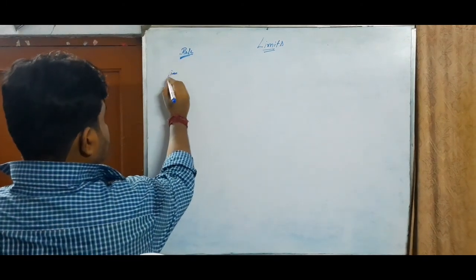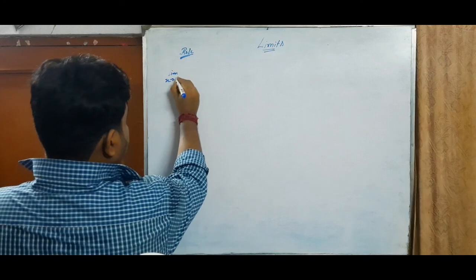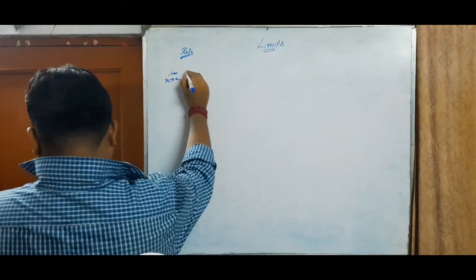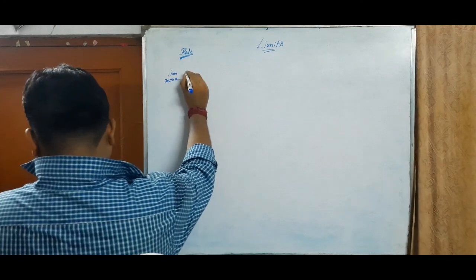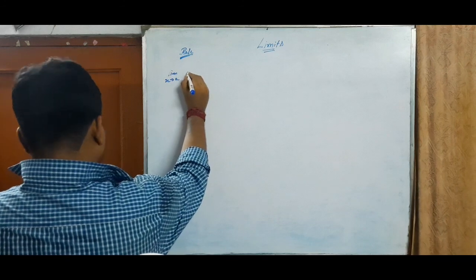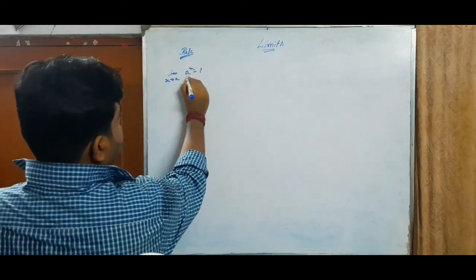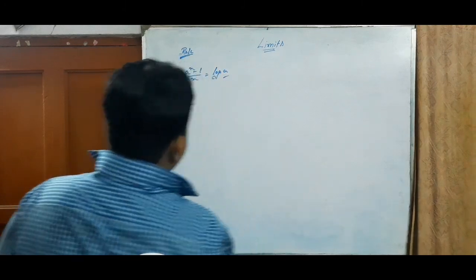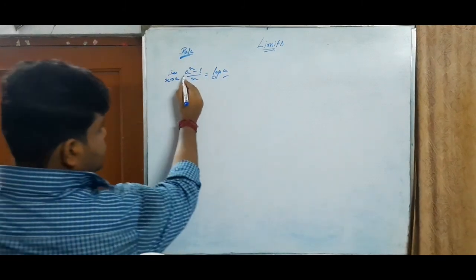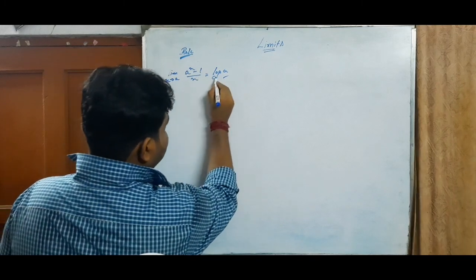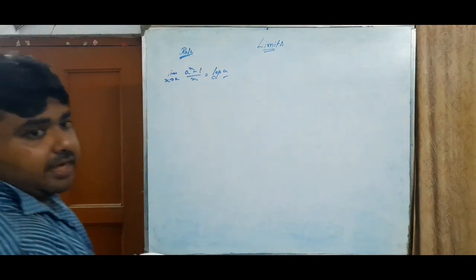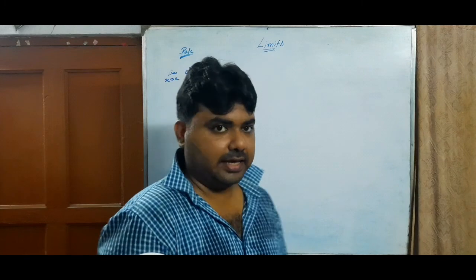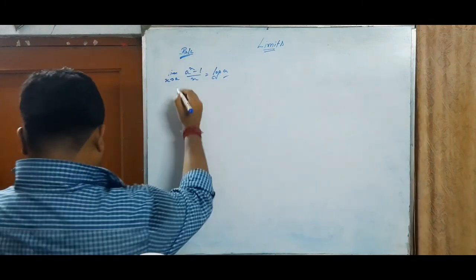Limit x tends to 0. We are taking an example: a to the power x minus 1 by x equals log a. This is the third rule. Now we will take an example to solve this.